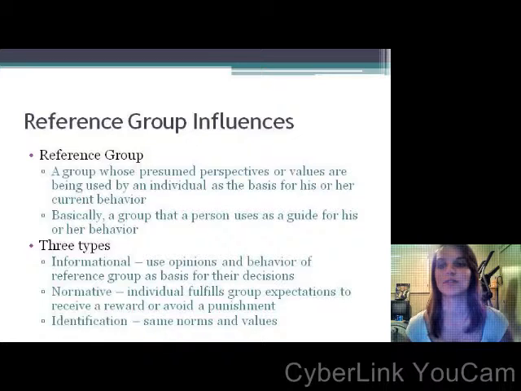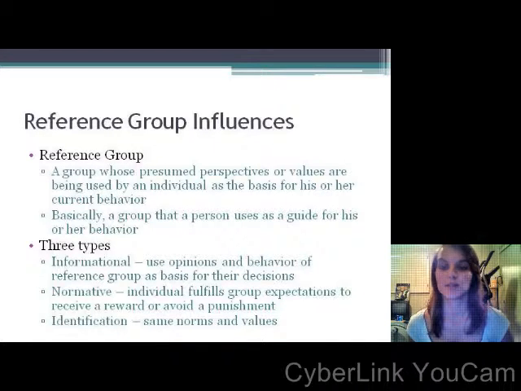Next are reference groups. Reference groups are basically a group that someone uses as a basis for his or her behavior. There are 3 types. The first is informational. This is where an individual uses the opinions and behavior of their reference group to make decisions. For example, if your favorite sports team drinks vitamin water, you're more likely to drink vitamin water.